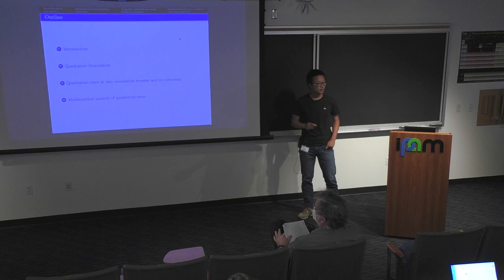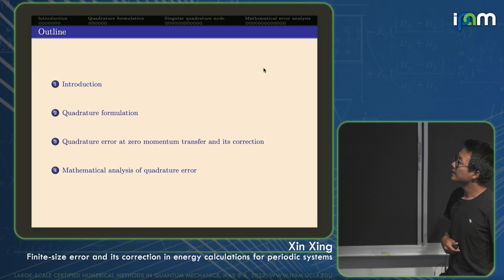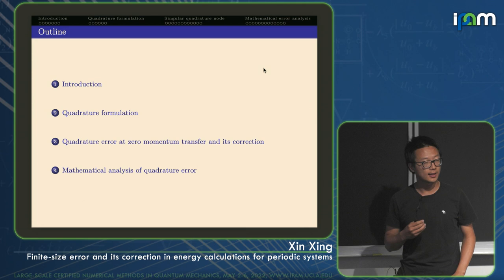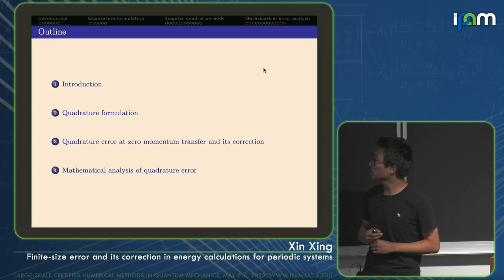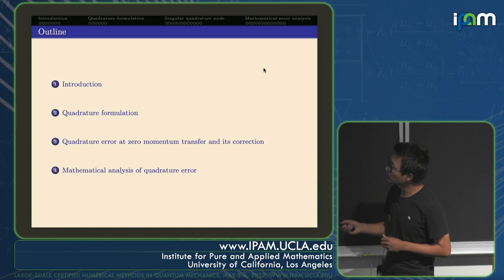First, I will give you an introduction of the finite size errors in general. Then I will move on to the main topic of today, that is the finite size errors in Fock exchange and amplitude energy calculations. In these two cases, their finite size errors can be rewritten as a numerical quadrature problem. And from this numerical quadrature problem, here are two main topics that I want to share with you today.